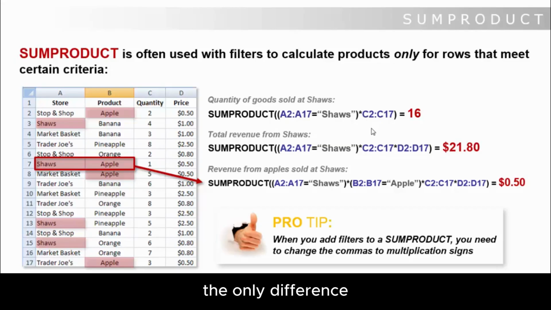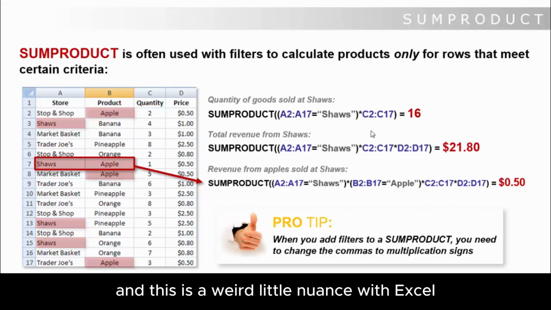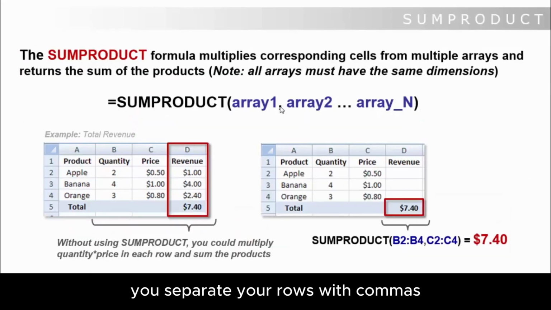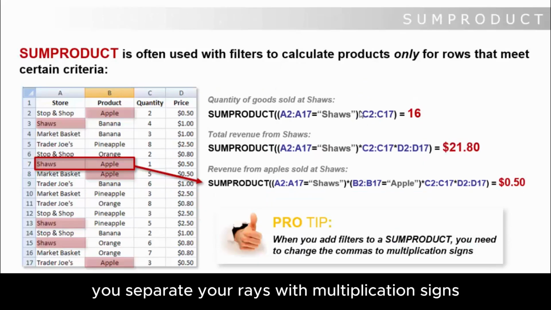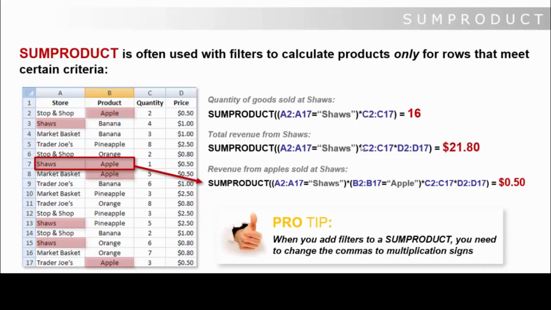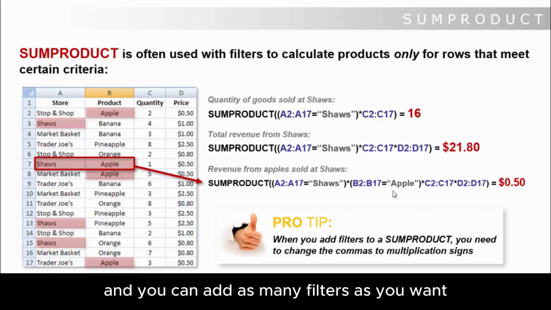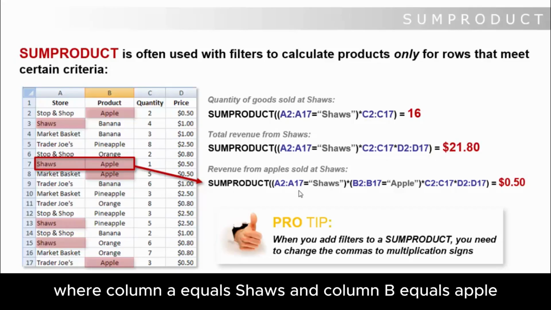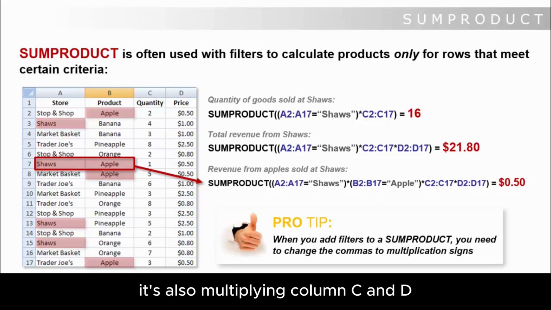The only difference, and this is a weird little nuance with Excel, is that if you don't have a filter, you separate your arrays with commas. If you do have a filter, you separate your arrays with multiplication signs. And you can add as many filters as you want here. In this last example, I'm taking a SUMPRODUCT only where column A equals SHAs and column B equals apple. And then when those two are true, it's also multiplying column C and D.